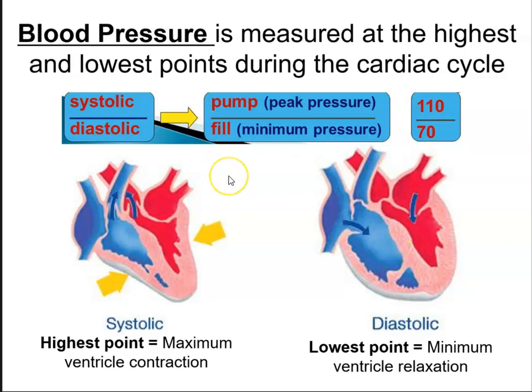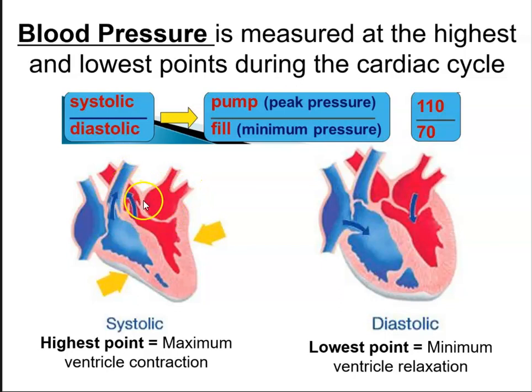So blood pressure is represented by numbers. We have the systolic number on the top and the diastolic number on the bottom. Systolic pressure represents peak pressure, or the maximum amount of pressure it takes to push blood from the ventricles either into the lungs or specifically into the aorta to the rest of the body.